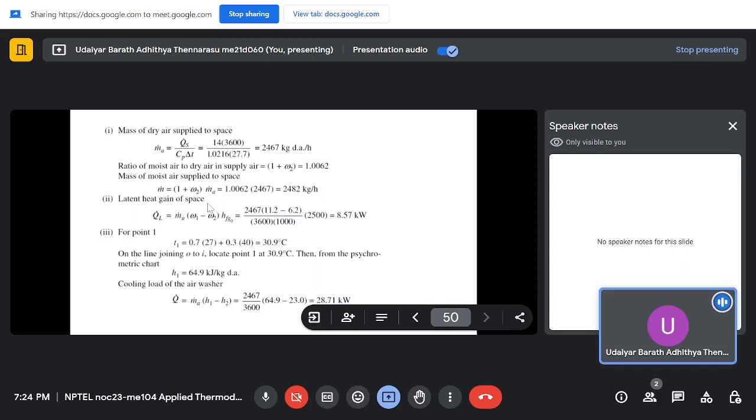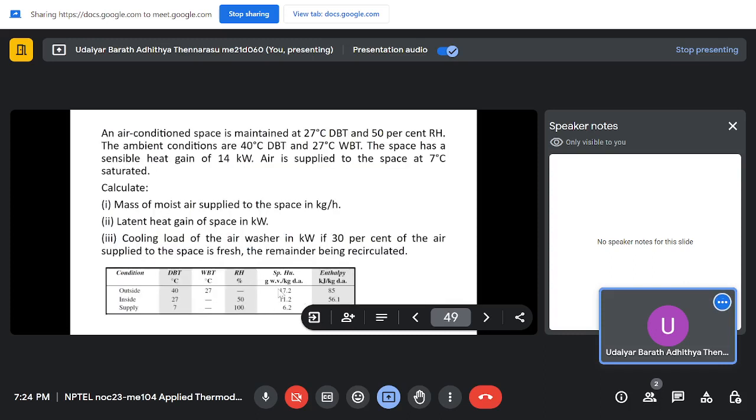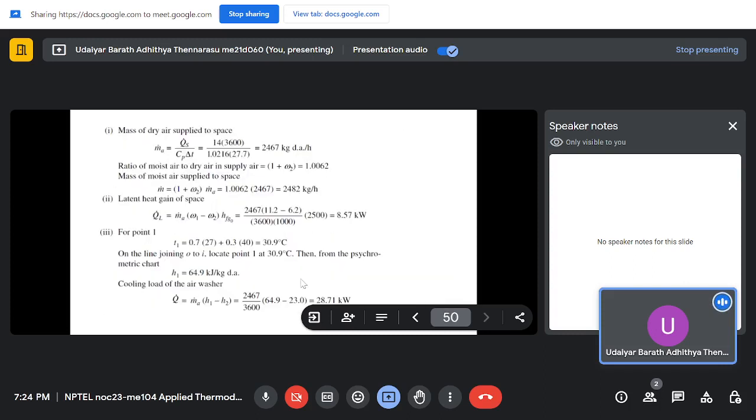Now the latent heat gain of the space will be equal to m dot A into the difference in specific humidity into the enthalpy of the water vapor. So 2467 into inside 11.2 minus 6.2 specific humidity in grams per kg of dry air. Divided by 3600 to convert it into hours, sorry, to convert it into seconds, and divided by 1000 to convert it into kg, into 2500, it will come out to be 8.57 kilowatt. So this is the latent heat gain.